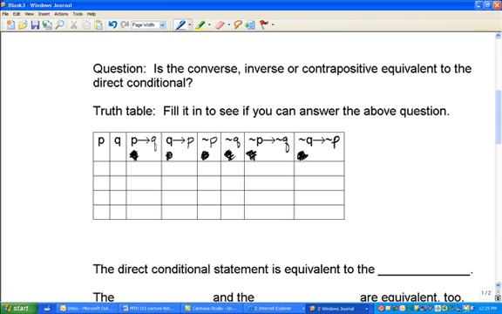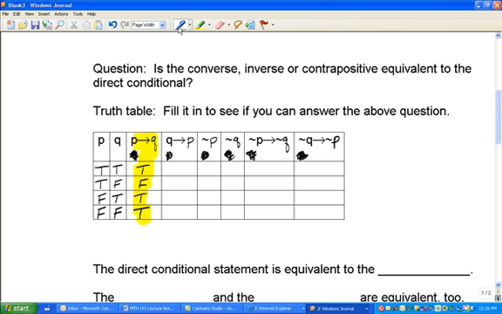Okay, now I'm going to create our truth table. Remember, for the two statements to be equivalent, we have to have the same truth value. So if true, then true. If true, then false. That's the case that's false. If false, then true. And if false, then false. So what we're looking for is this arrangement of truth values.